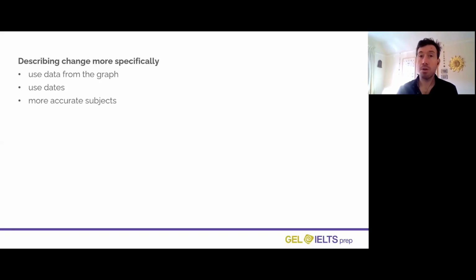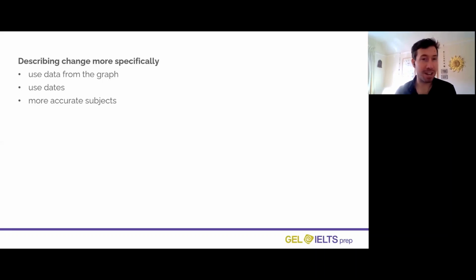We can also have more accurate subjects. So just using the word cars as a subject, it's a bit too simple. We'd maybe want to say the number of people driving to work instead of cars. Okay, that's a more specific subject.